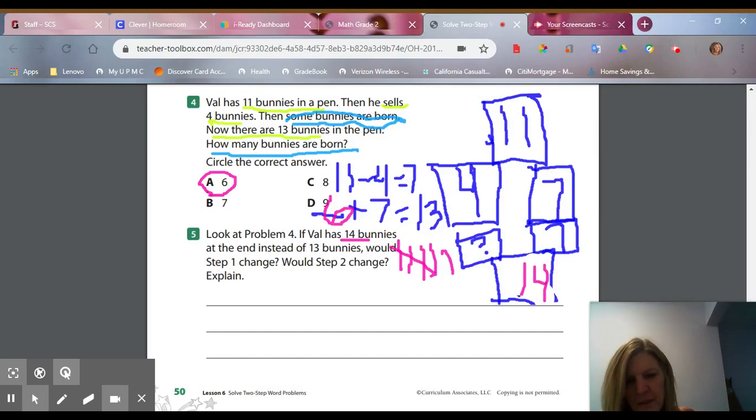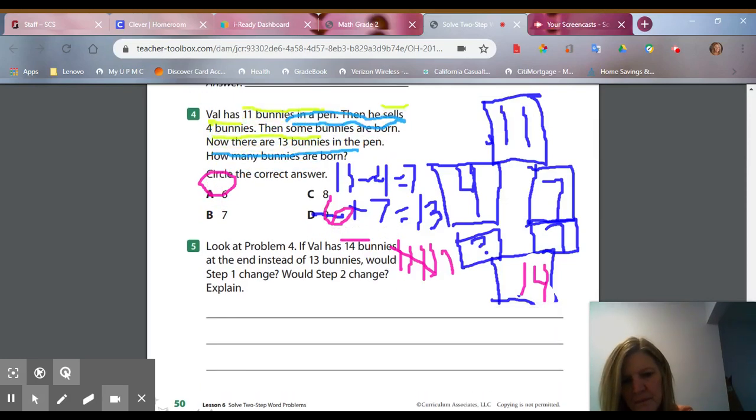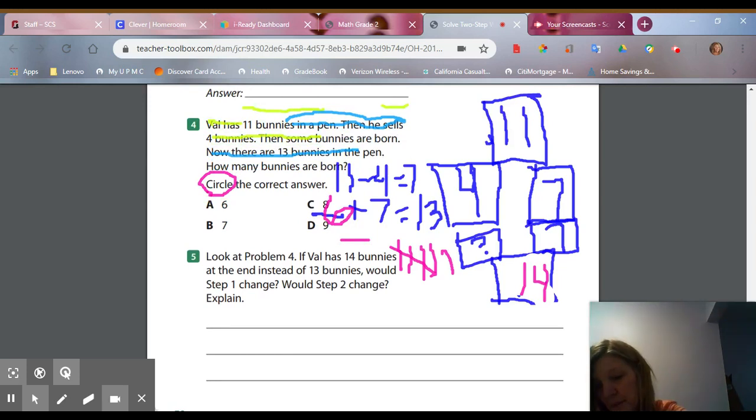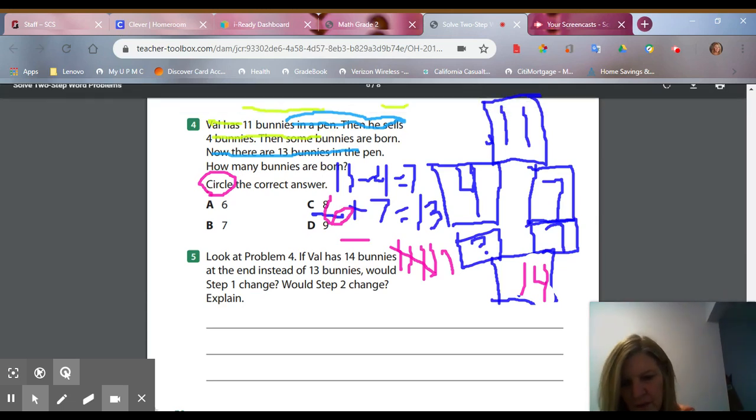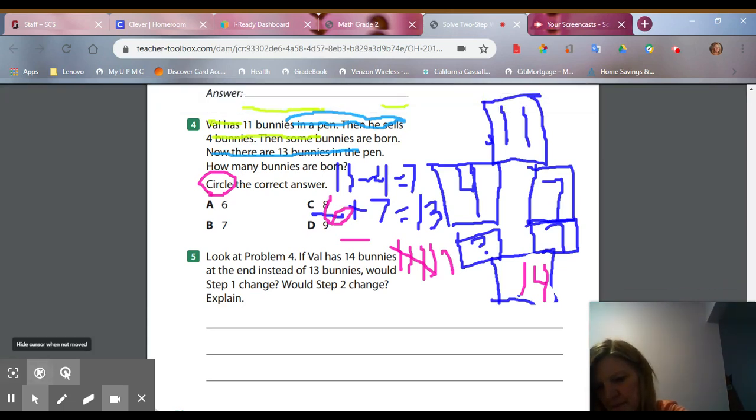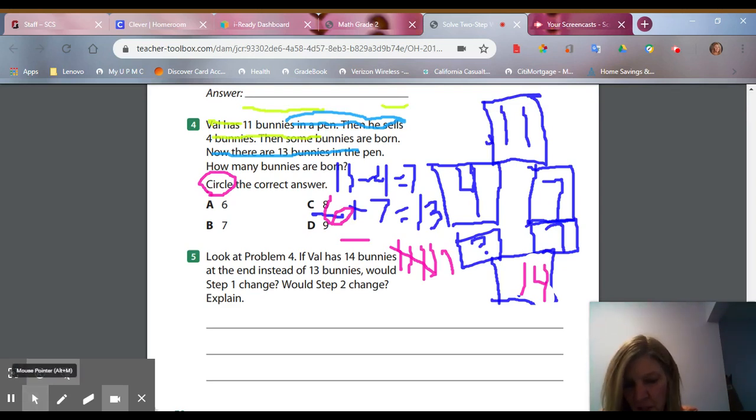Well, does that change step 1? What did we do for step 1? Do you remember? Step 1 was 11 take away 4 equals 7. Exactly. Does that 14 change that? No. There's still 11 bunnies in the pen. He still sold 4, and there were still 7 left. So, no, it didn't change step 1.